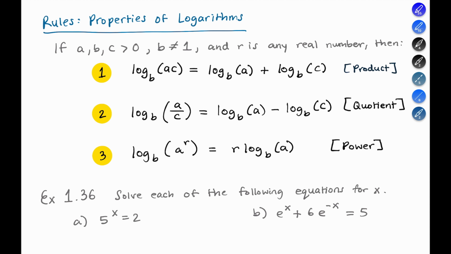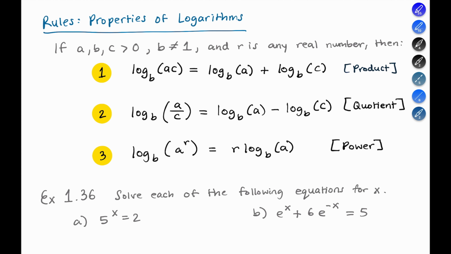So now we're going to take a look at the properties of logarithms. In this case over here, it says if a, b, and c are greater than 0 and b is not equal to 1, and r is any real number, then these rules apply. The first one says log base b of a times c is equal to log base b of a plus log base b of c. And then the next one is log base b of a divided by c, that is going to be equal to log base b of a minus log base b of c.